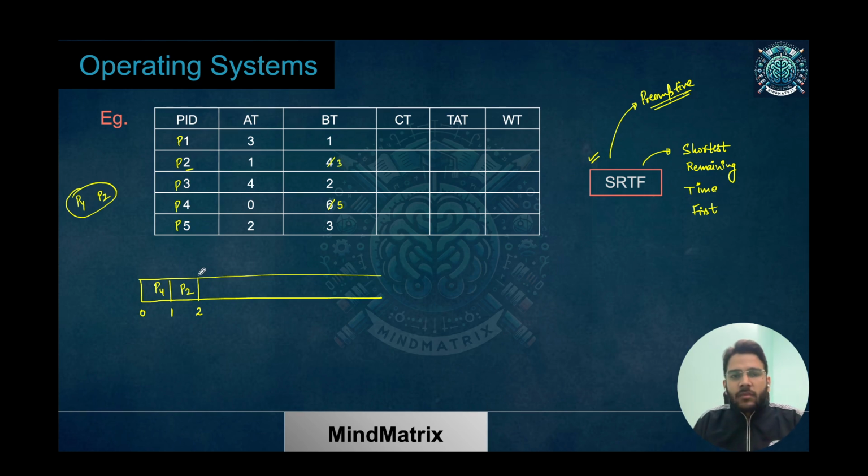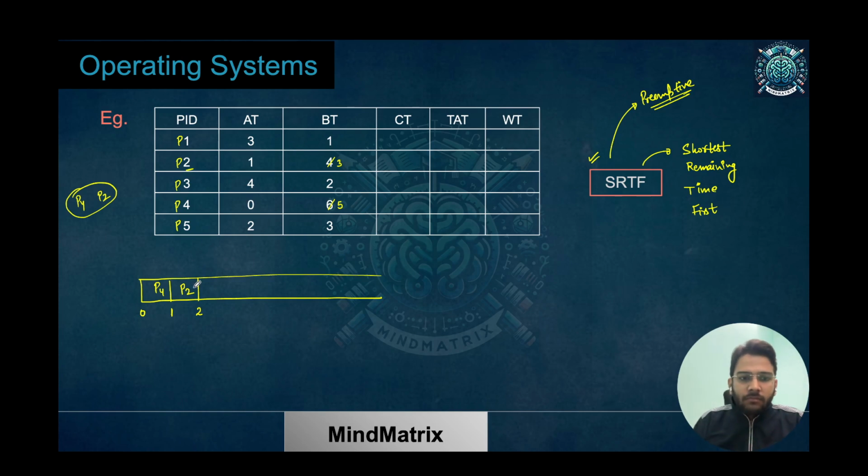Clear? Because at every unit of time, we have to check whether there are more processes arrived in the ready queue or not. And then we need to compare the burst time of the processes present in the ready queue. The process which is having the lowest burst time, we are going to schedule that first. So again, at every unit of time, we have to check this.